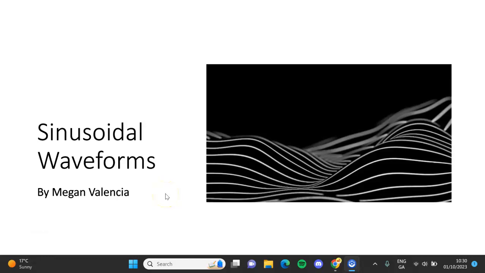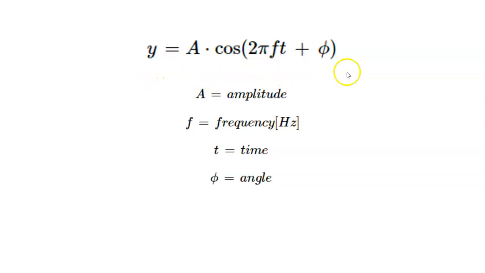So this is Sinusoidal Waveforms by Megan Valencia. Now this is the formula for a sinusoid. It has three key parameters: the amplitude, the frequency, and the angle.